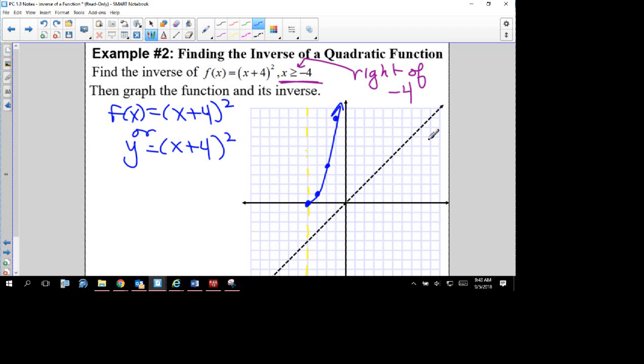Now I have to find the equation of this, and I have to graph the inverse. Can I graph the inverse without even finding the equation? Yes. Can. How? Just switch your x and y values. So if this one's -4, 0, we've got -3, 1. This one, -2, 4. 1, 9. I'm just going to switch x and y.